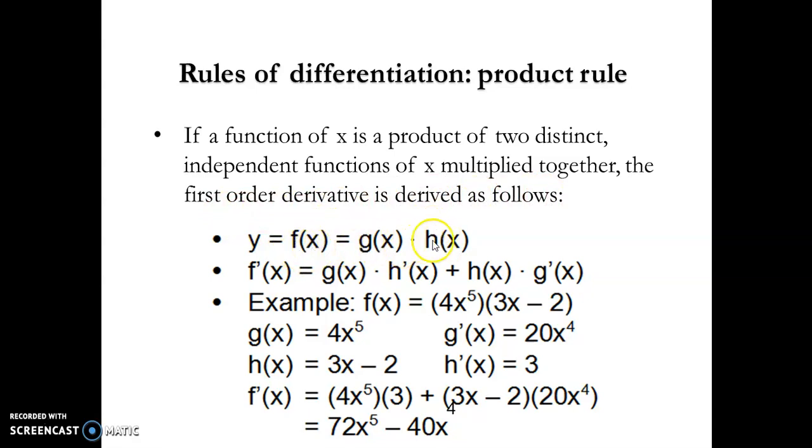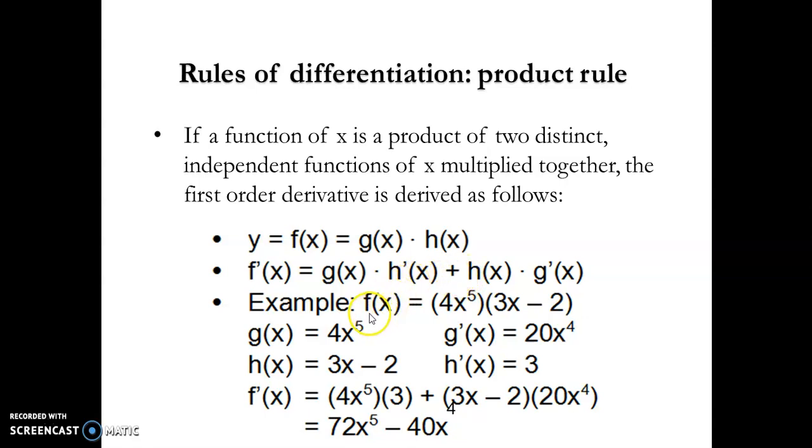So how does this read? How would we get the first order derivative of two distinct independent functions that are multiplied together? We can multiply each function by the derivative of the other function and then add. And that is exactly what we see here. So we have f dash of x is equal to g of x, which is that function over there, multiplied by the derivative of the other function, which was h of x, plus here we have h of x, which is that distinct independent function over there, multiplied by the derivative of the other function, and then we add.